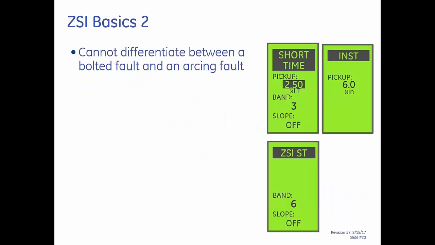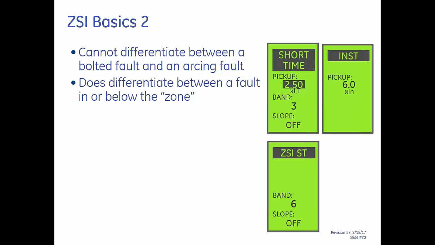Okay, so some other basics. Similar to what we discussed with the maintenance switch, the ZSI cannot differentiate between a bolted fault and an arcing fault. It only knows current and the amount of time the current has persisted, and acts in accordance with the trip unit logic.